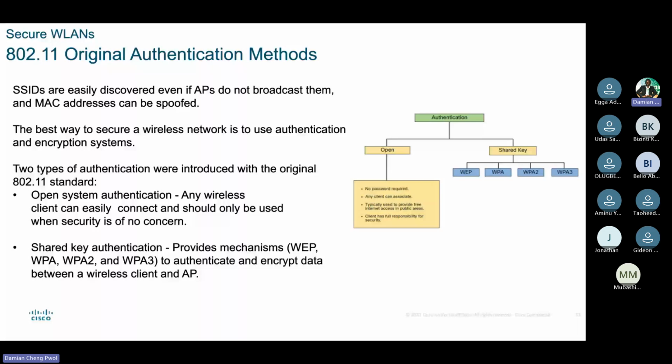Then the shared key authentication provides a mechanism for WEP, WPA, WPA2, and WPA3 to authenticate and encrypt data between a wireless client and access point. So these are different authentication mechanisms that can be deployed, or you can select when you're configuring an access point. So that is it for this part. Let's move to the next one.